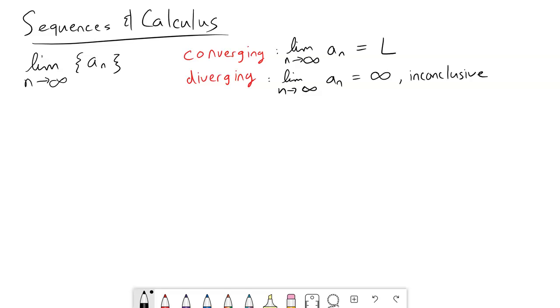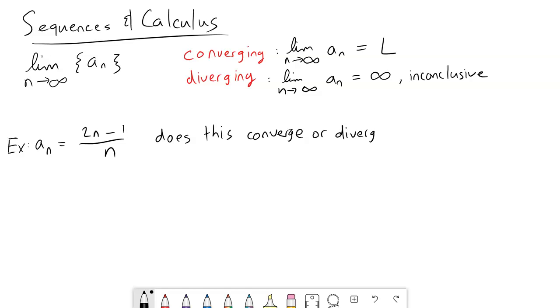So let's actually do a very simple one. Given that a of n is 2n minus 1 over n, this is how they would pose the question to you. Does this converge or diverge? And when they say converge or diverge, you have to think about limits. So we want to take the limit as n approaches infinity of a of n, which is the same thing as the limit as n approaches infinity of 2n minus 1 over n.